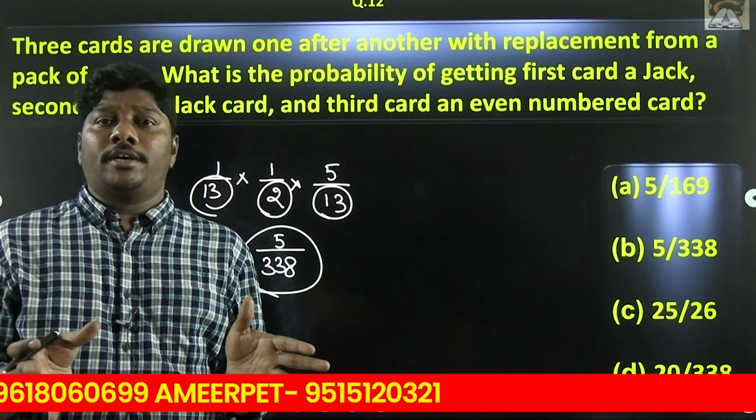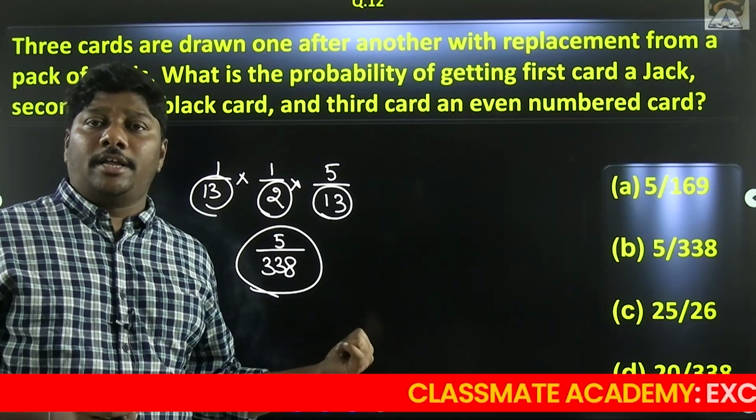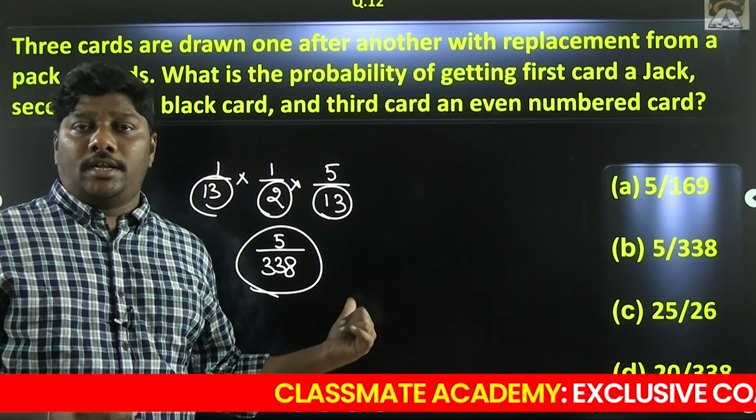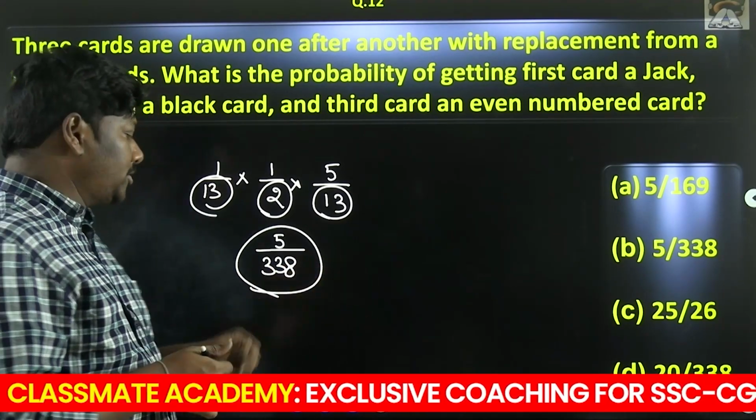If you want it in any order, the first card can be a jack, or the first card can be a black card, or it can be an even numbered card. If it is like that, then you can do 3 factorial ways, that is 6 ways. Like that also you can do it.